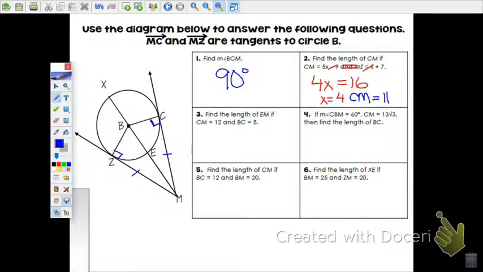Number 3 says to find the length of EM. So EM is here in the center. Find the length of EM if CM is 12. CM is 12 and BC is 5. So how could I go about working with that?